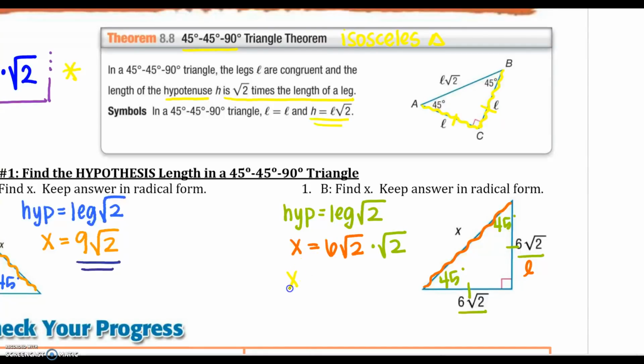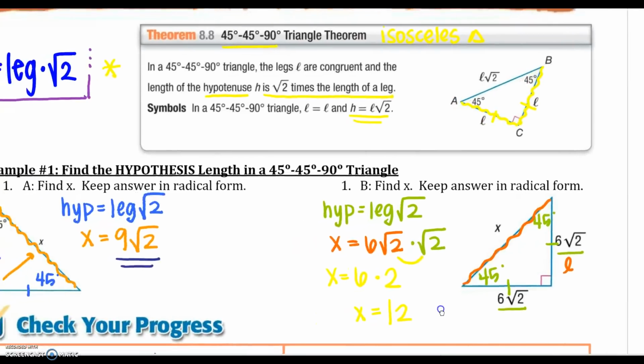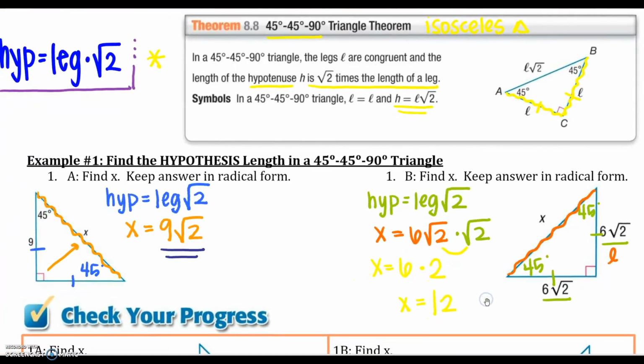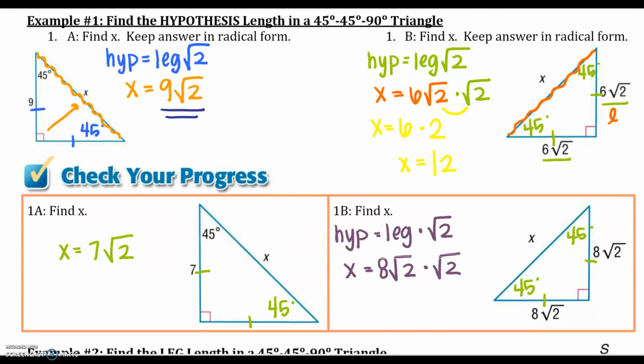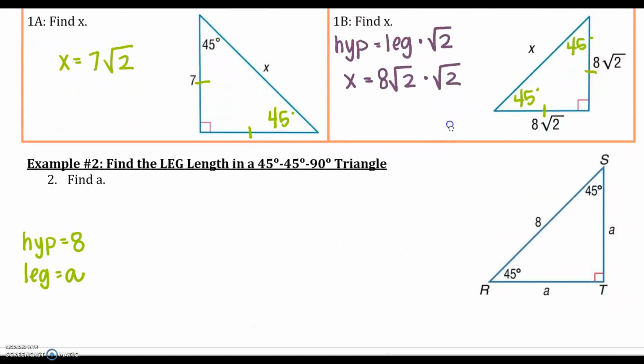So I'm going to just simplify. X equals 6, and then square root of 2 times square root of 2 is times 2. Do not add them together. 6 times 2 equals 12, or X equals 12. My hypotenuse equals 12. All right, go ahead and stop this video and try your checkpoints. All right, there is your check your progress answers. Let's move on to our next one.